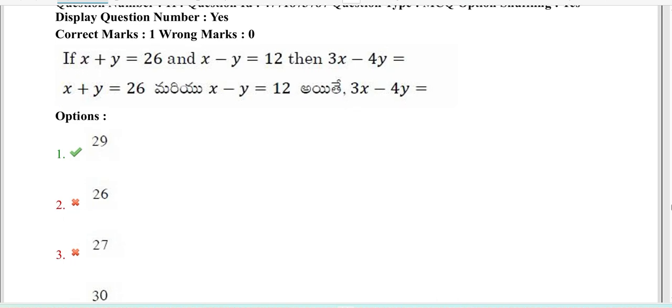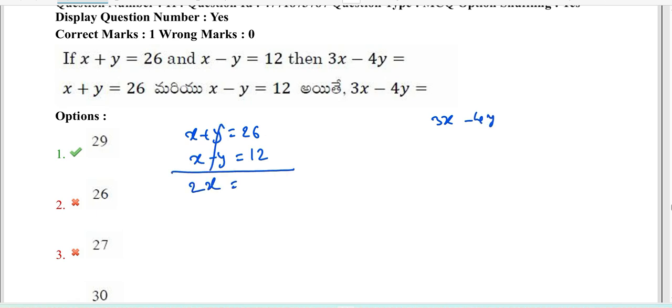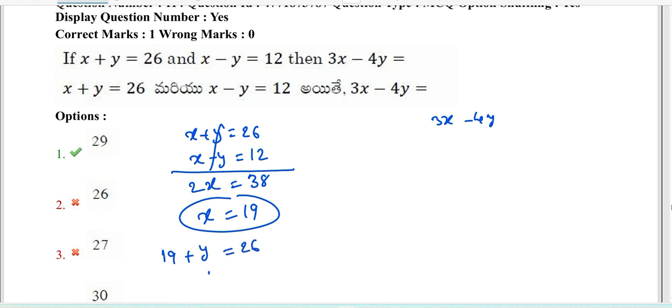Now let's see the last problem in this video. If x plus y is equal to 26 and x minus y is equal to 12, we are asked to find 3x minus 4y. Adding these two equations, we get 2x equals 38. From this, x is equal to 19. Substituting x equals 19 in the first equation, 19 plus y is equal to 26. So y is equal to 26 minus 19, that is 7.